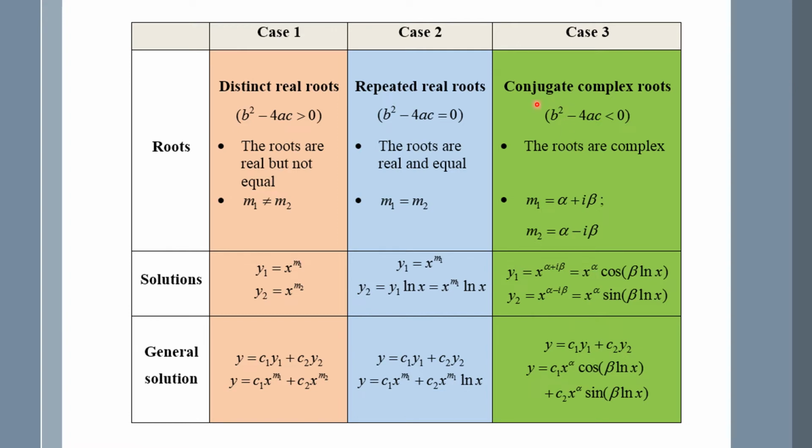For case number 3, where the roots are conjugate complex, m1 is alpha plus i beta and m2 is alpha minus i beta. The form of the solutions are as follows: y1 is x to the alpha cos(beta ln x), and y2 is x to the alpha sin(beta ln x). So these are the forms of the solutions for y1 and y2 whenever you encounter a problem where the roots are complex conjugate.